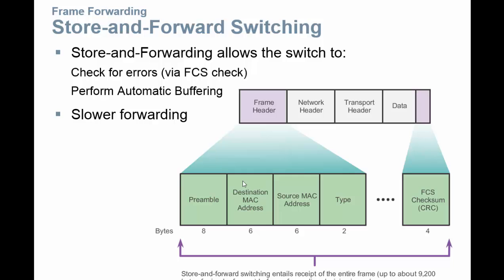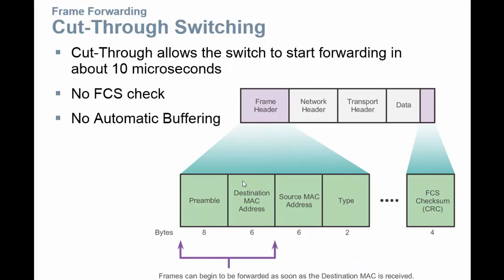With store and forward switching, it allows the switch to check for errors and perform automatic buffering. And it is a slower forwarding process because it's looking at the entire frame, everything in that header. So it takes a little bit longer to read all parts of it before it sends it on. With cut through, it allows the switch to start forwarding in about 10 microseconds. There's no error checking, there's no automatic buffering, and the frames can begin to be forwarded as soon as the destination MAC is received.